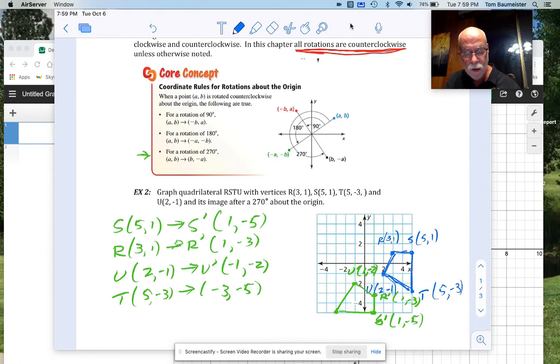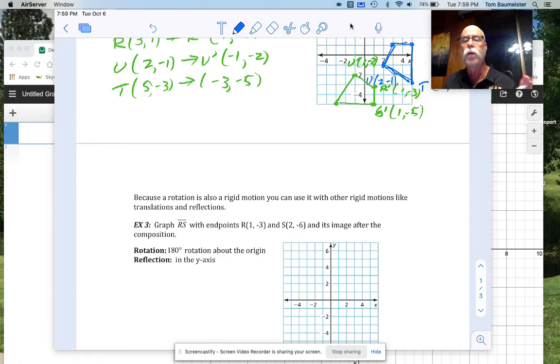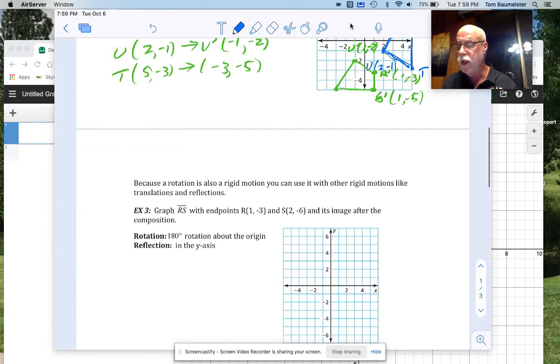Okay, so then because of rotation, remember, rigid motion, I told you earlier, does not change its size or its shape. Its angles stay the same also. So because rotation is also a rigid motion, you can use it with other rigid motions like translations and reflections.